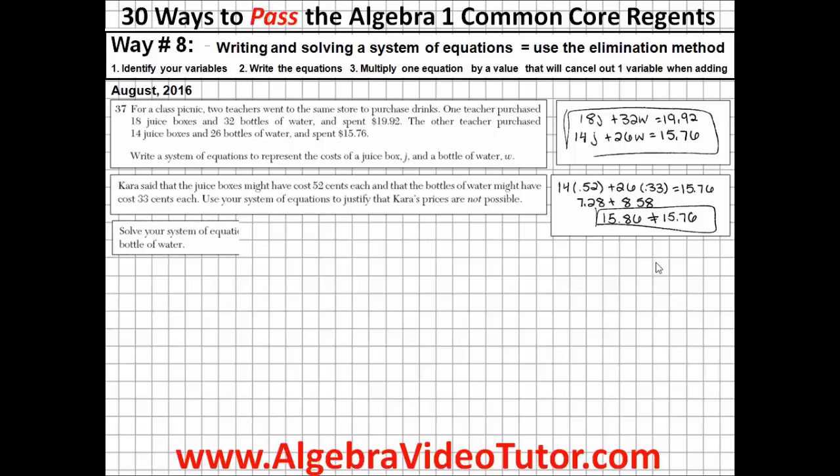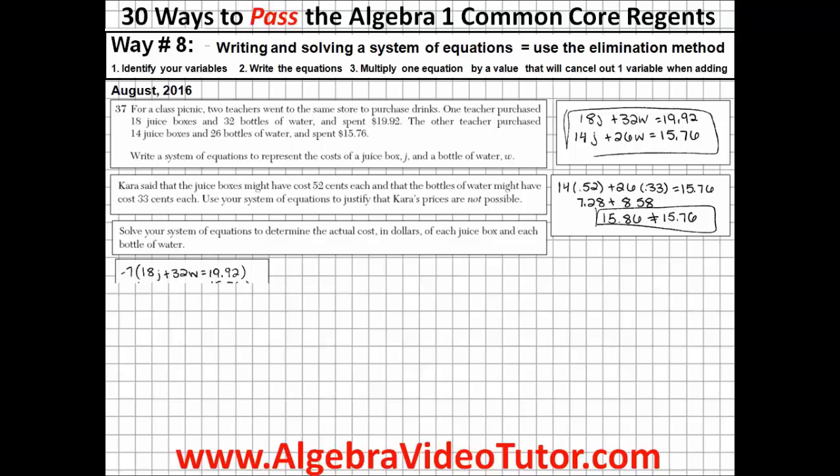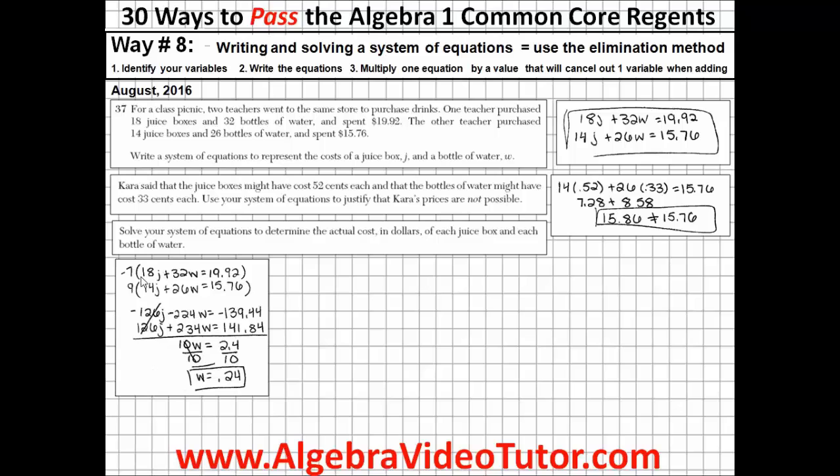All right, and for 2 additional points, this was a 6-point question. They wanted you to solve your system of equations to determine the actual cost in dollars of each juice box and each bottle of water, the same way we did it for the cupcake and the brownie. So here is what we're going to do. We're going to multiply one of the equations by a number. Now in this case you might need to multiply both, but that's okay.